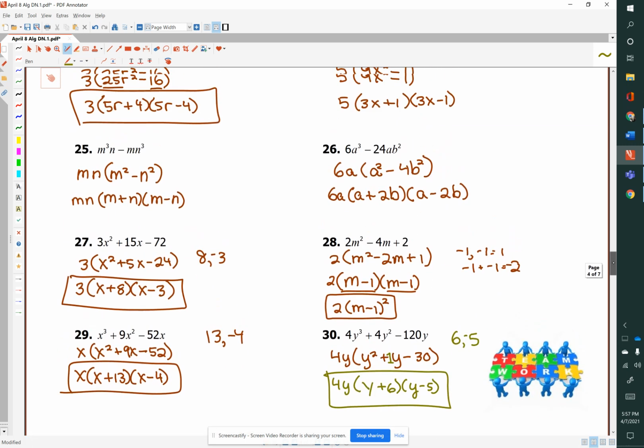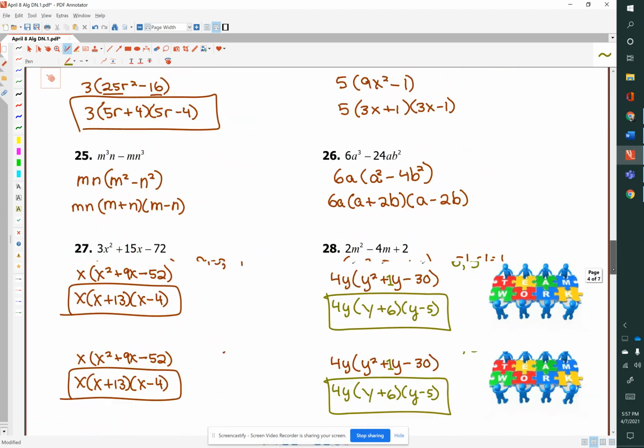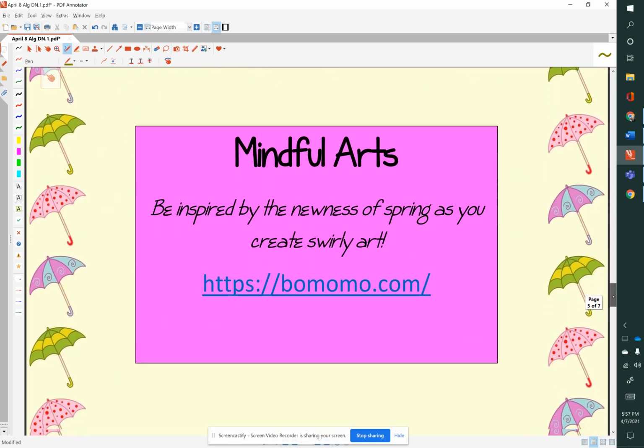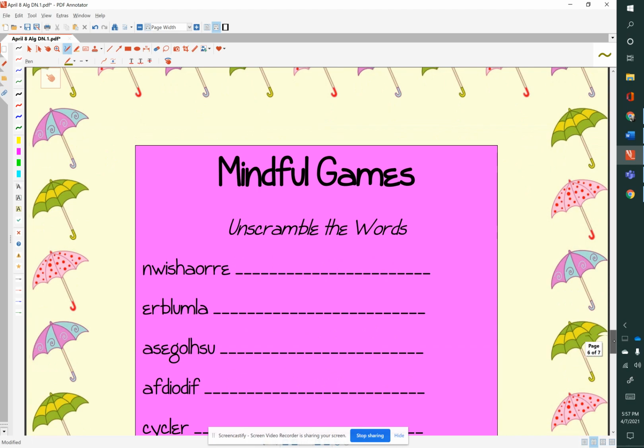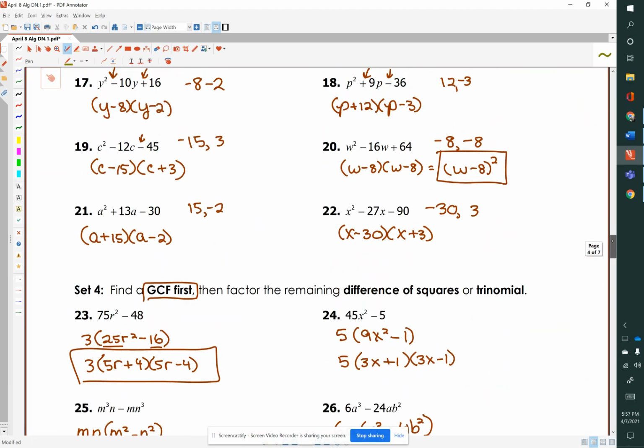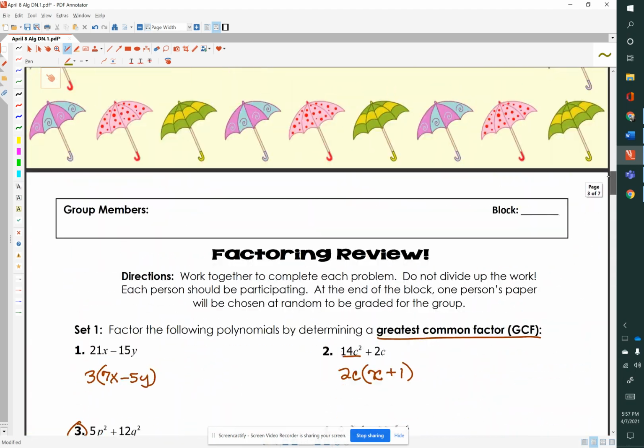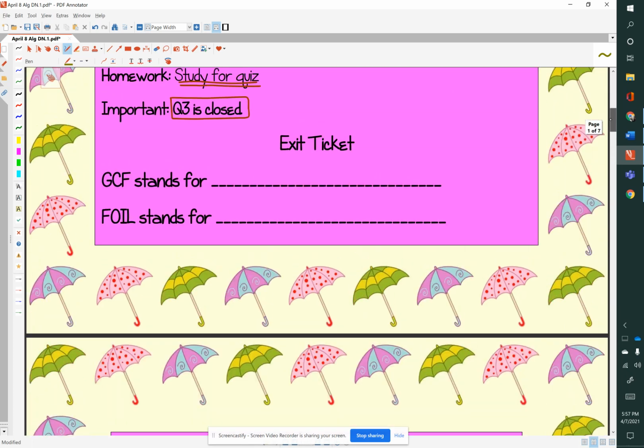So good work today. I did put a little fun thing for you. I put some Bomano, and I put a word search. Maybe you could do it later today if you feel antsy and you need something to do. But let's go back to our exit ticket.